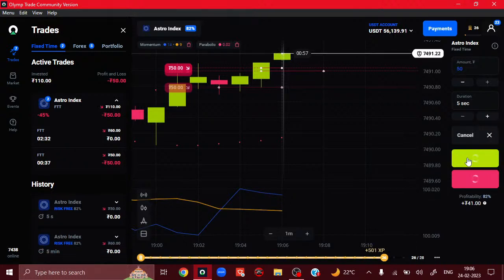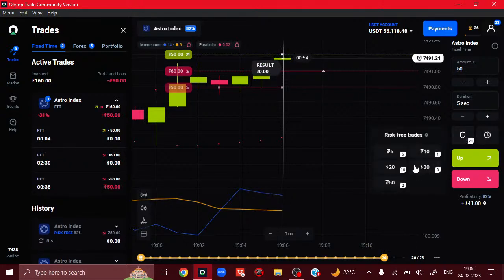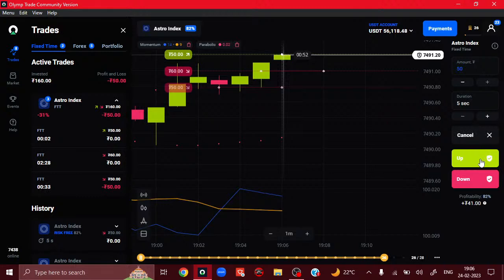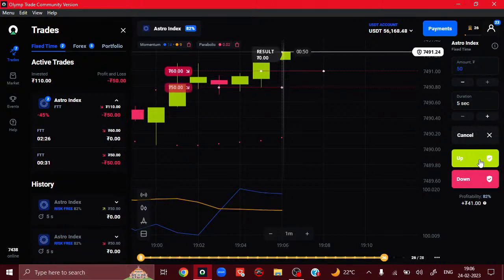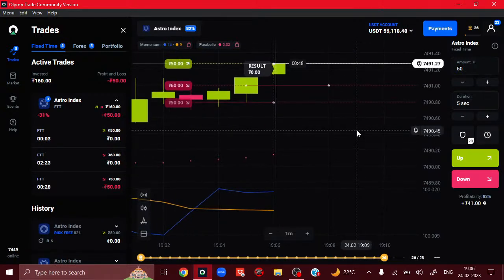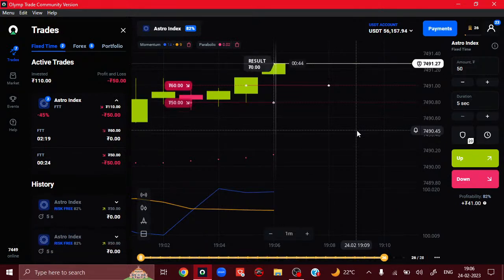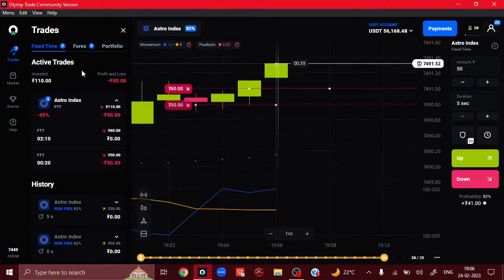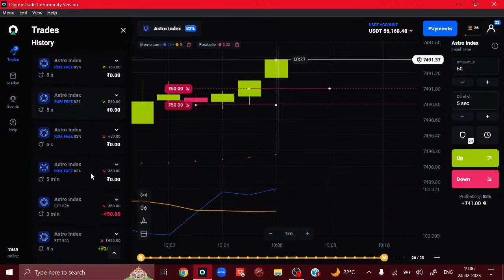Lost this one. Again it was a standoff. Okay, so I used up my risk-free trades here, but we did not find any profit. Now let me see what is the overall loss.